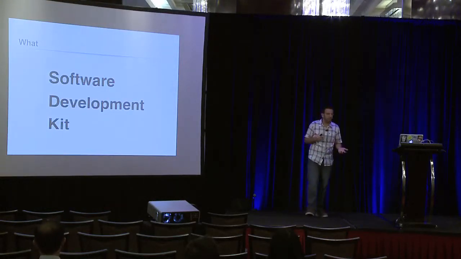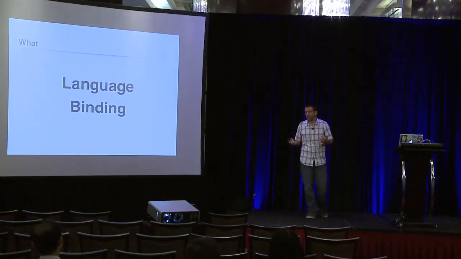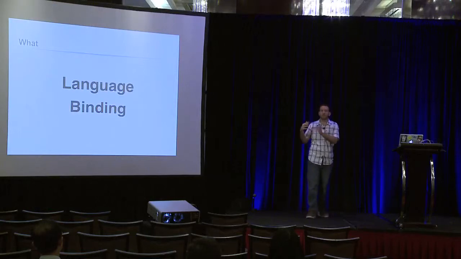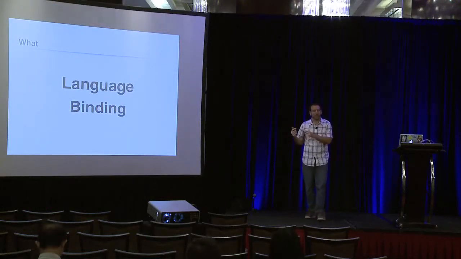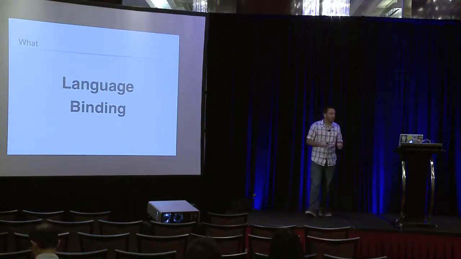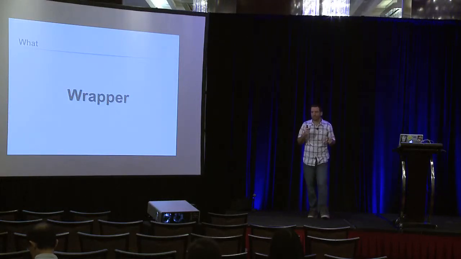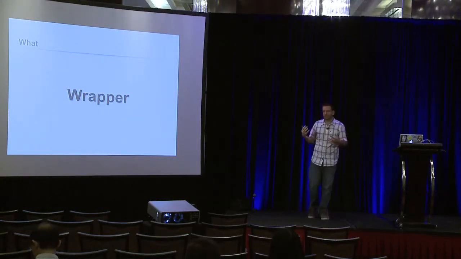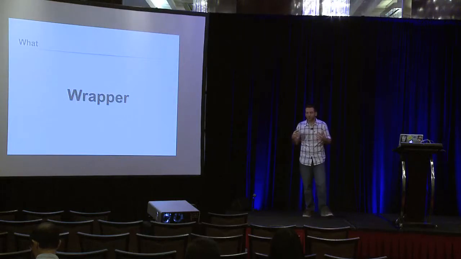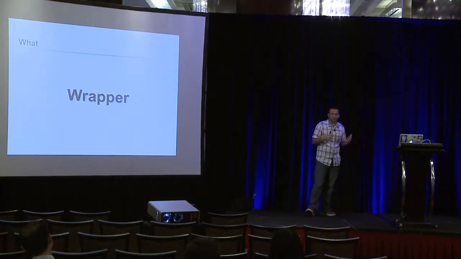An SDK can also be known as a language binding, because you're talking to some API in a language that's specifically written for that API. The language is bound to the API, hence language binding. Or sometimes it's just known as a wrapper. These are all synonyms for the same thing, the kinds of terms you'll hear thrown about when you're talking about SDKs in general.